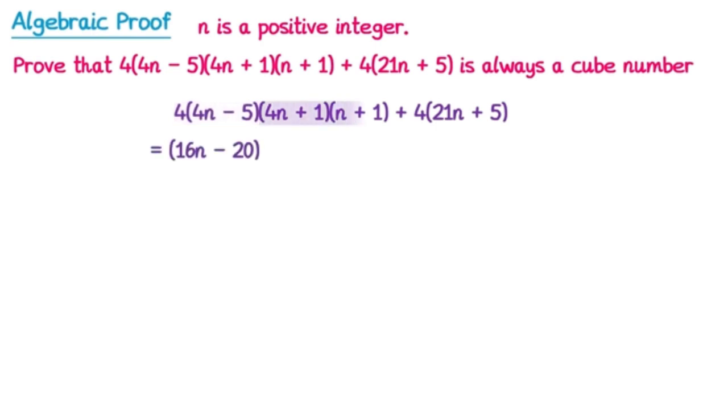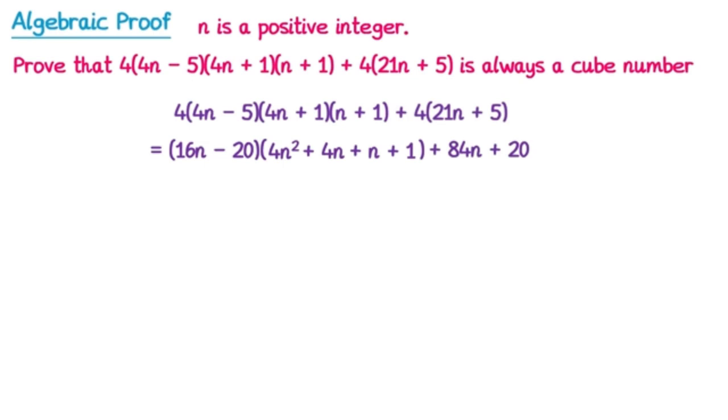Then I'm going to expand this double bracket here and write the result inside a large bracket. 4n times n is 4n squared. 4n times 1 is 4n. 1 times n is 1n. And 1 times 1 is 1. Then we could also expand out this bracket here. 4 lots of 21n is 84n, and 4 lots of 5 is 20.